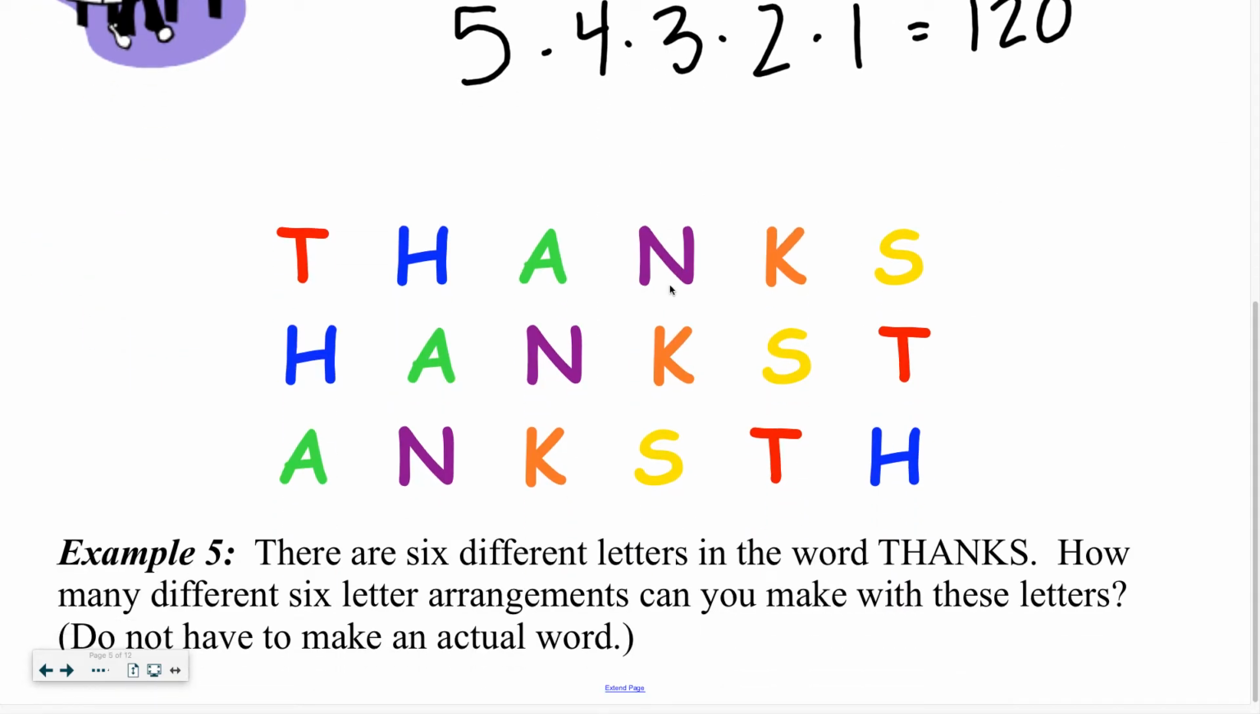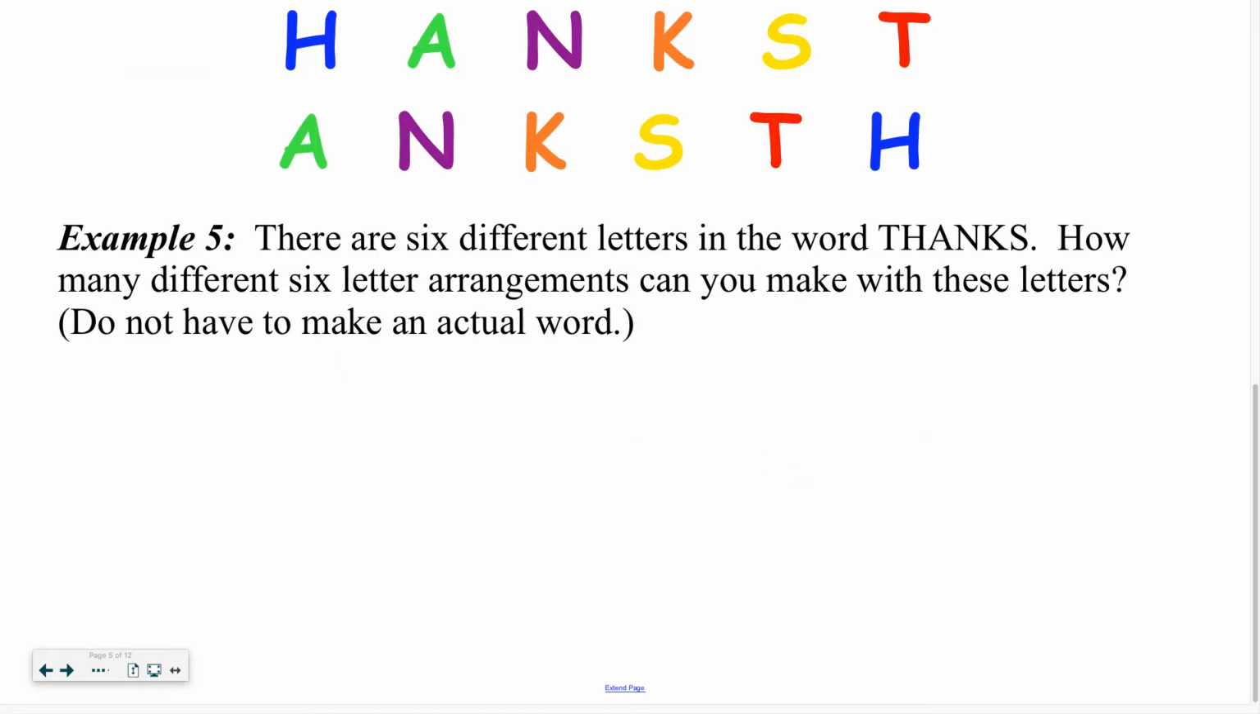Okay, the next example is an arrangement of letters. So I chose a word on purpose that didn't have any repeating letters. Thanks, T-H-A-N-K-S. And imagine you just have Scrabble tiles with those letters. How many letters do you have? 6 letters. We're just going to randomly pull the Scrabble tiles and write the letters in the order that we pulled them. And we're going to make 6-letter arrangements. They don't actually have to be words.